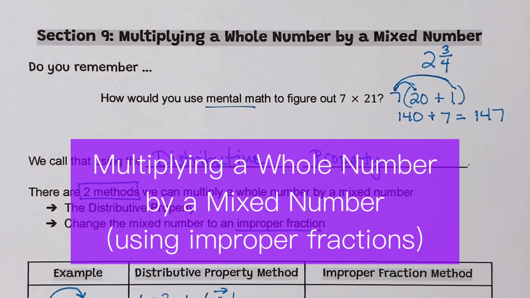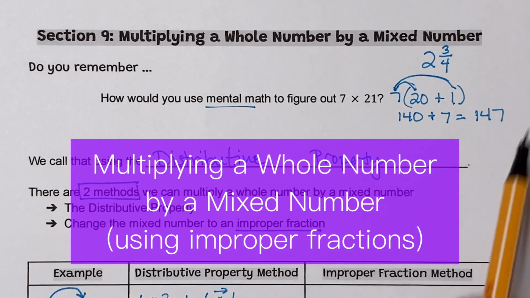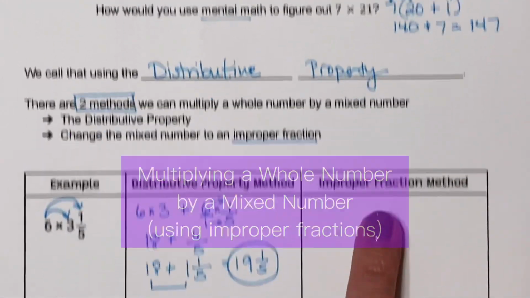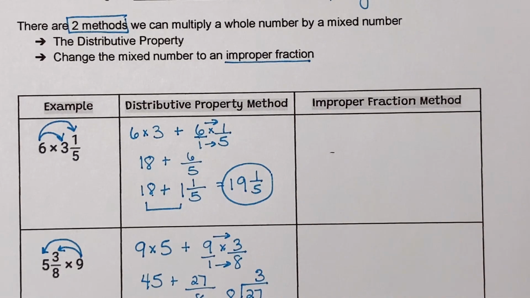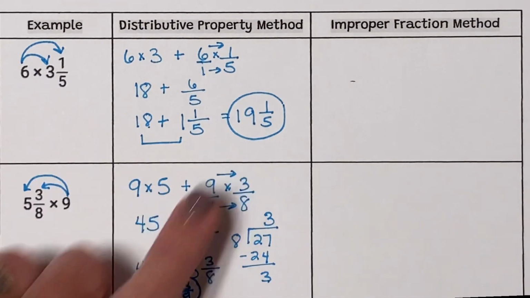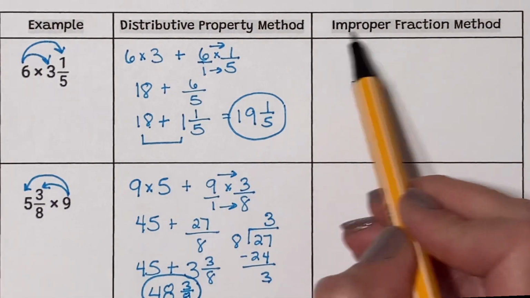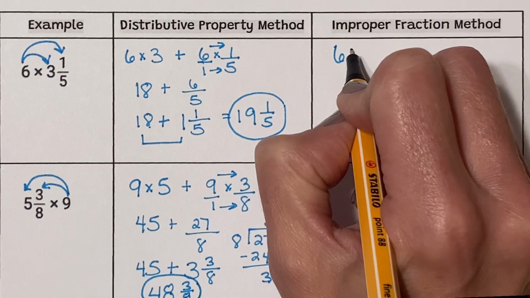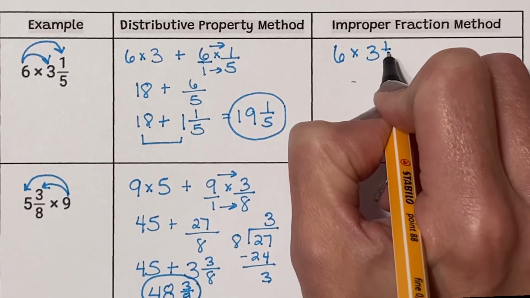All right, we just practiced our improper fraction method. Let's go back to our section 9 paper and we're going to fill in this column right here. We're going to solve the same problems as before, so we should get the same answers, but let's use our improper fraction method. Okay, so I'm going to rewrite 6 times 3 1/5.